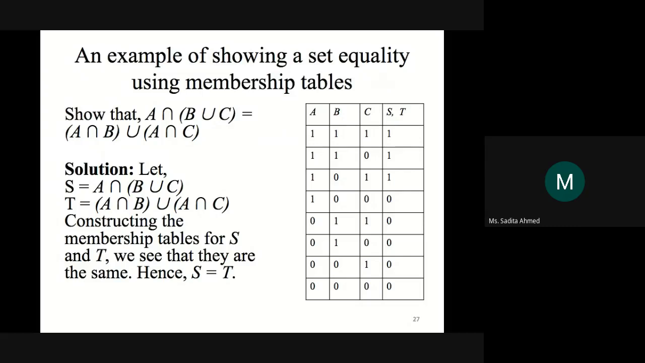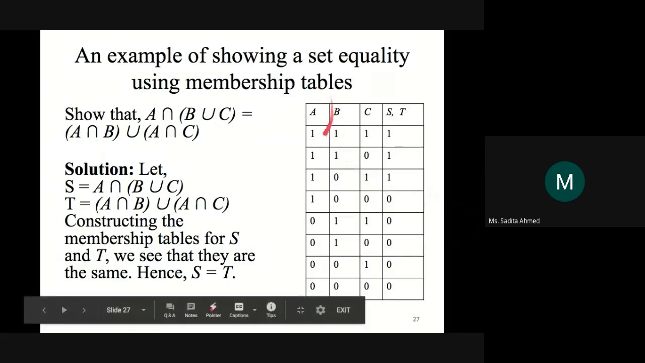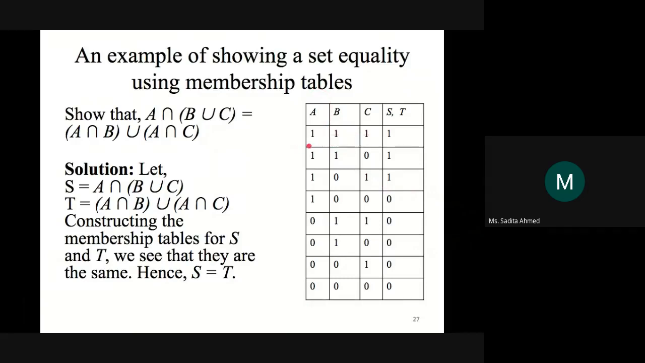Now, what do these things mean? So the first combination stands for the scenario where an element is a member of A, a member of B, and a member of C, all of them. Why? Because for all of them, the value is what? 1.